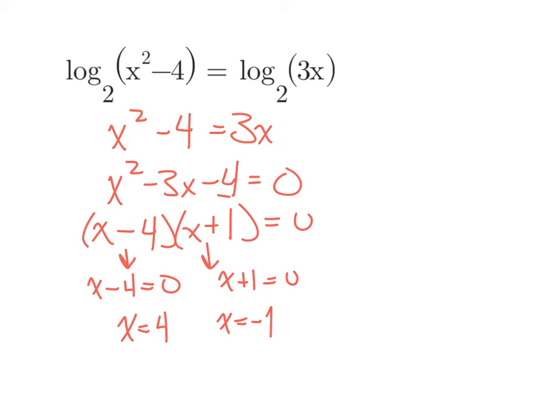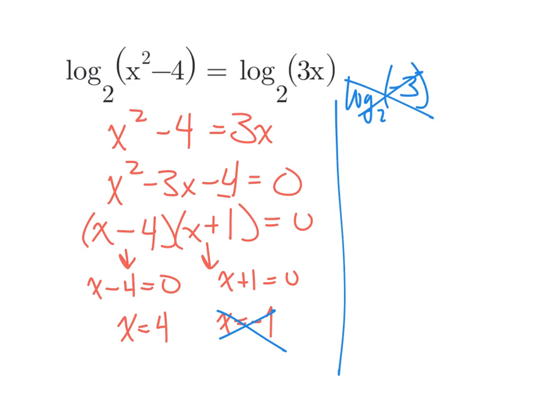So when I have x is equal to negative 1, if I were to plug that back into our original equation, log base 2, and when we have negative 1 squared minus 4, we get negative 3. We can't take 2 to a power and get a negative value. So log base 2 of negative 3 is impossible. So x equals negative 1 is not a solution. Our only solution is going to be x equals 4.